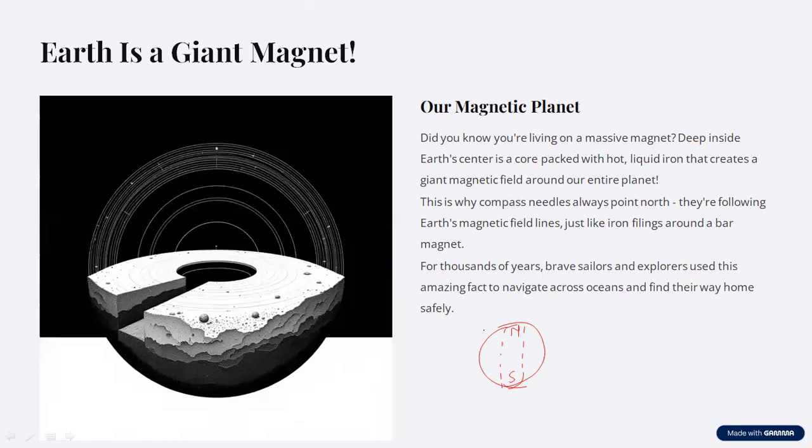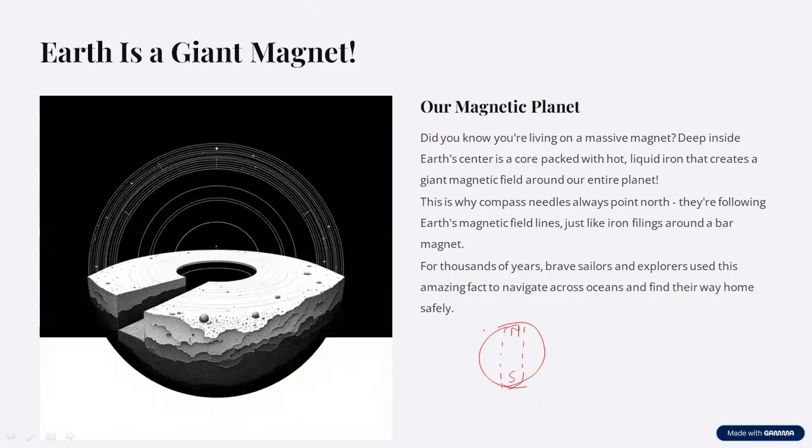So we are actually living on a massive magnet, which is called Earth. Deep inside Earth's center is a core packed with hot liquid iron, and that creates a giant magnetic field around our entire planet. This is why a compass needle always points north. They are following Earth's magnetic lines, just like iron filings around a bar magnet.